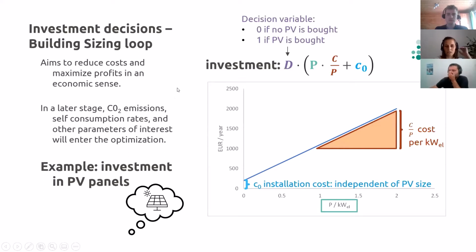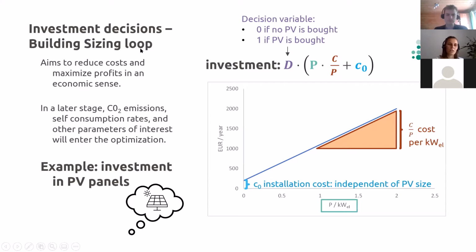Good, so I am talking today mainly about the building sizing loop, so about the investment decisions. And I don't talk about the whole system. I will just take an easy example. So imagine that you have a house and you want to write an optimization routine which tells you if you should buy a PV panel or not, and what size the PV panel should have. So this is an easy example, which I will use to explain the mixed integer linear programming formulation.